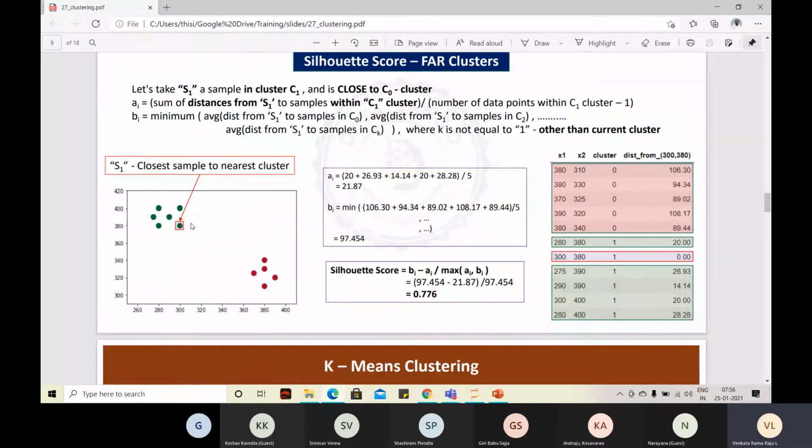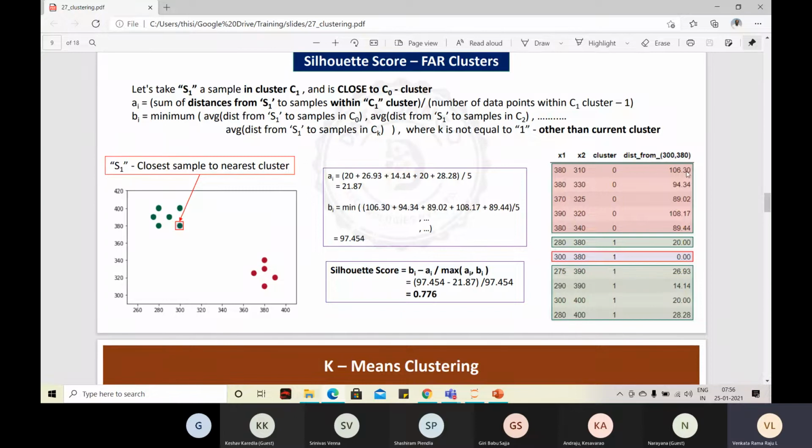If it is 3-dimensional, we'll get 3 data points. 10-dimensional, 10 data points we'll get: x1, x2, and so on, up to x10. And I grouped it as cluster 0 and cluster 1. I named them 1 and 2. Color coding I gave. Along with that, I gave numbers also.